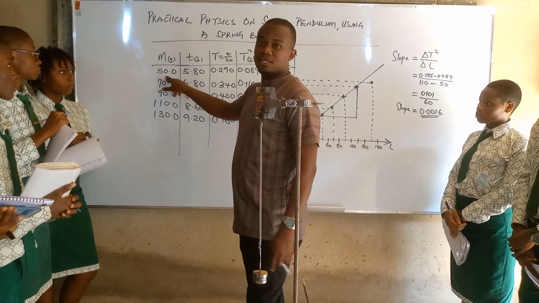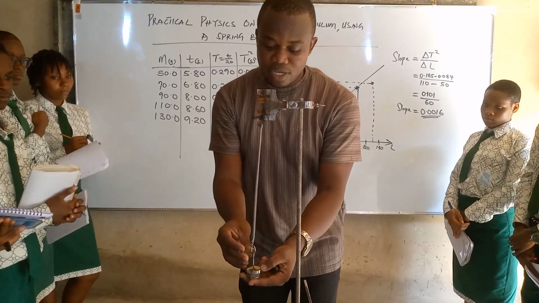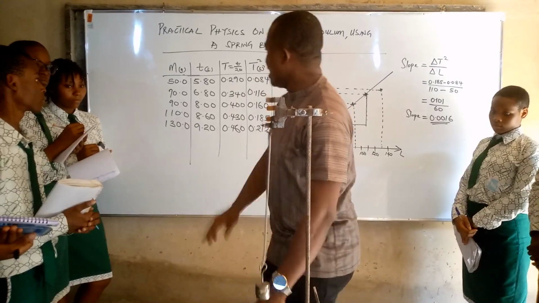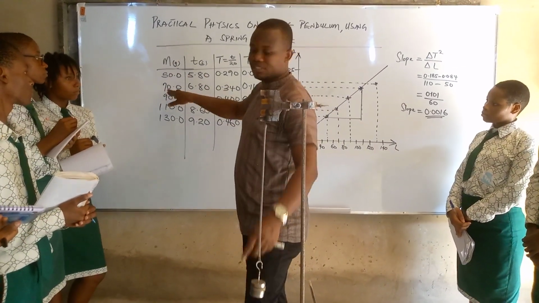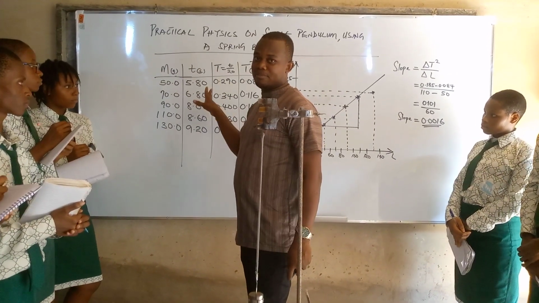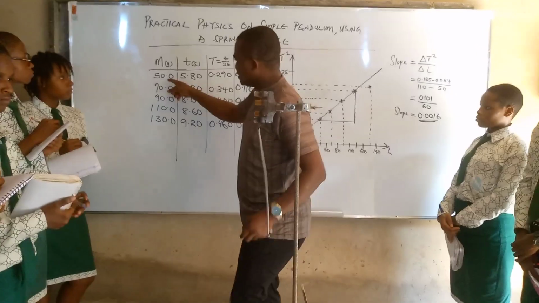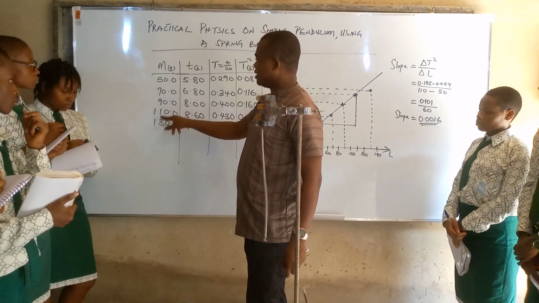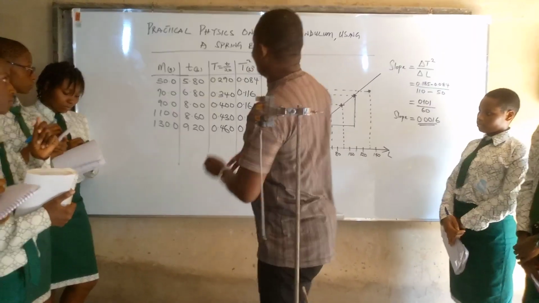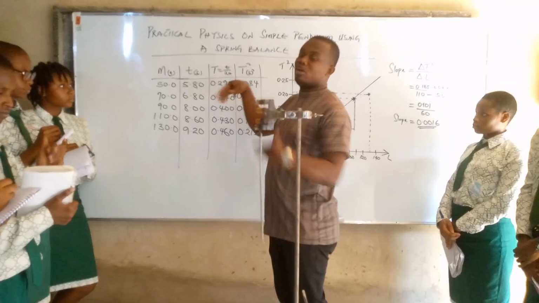That's for 50 grams. And also, when we added mass to it, which made it 70, we also did the same procedure, and we had 6.8 seconds in timing. You get it? Now, that is what we did for all these masses, that's for 50, 70, 90, 110, and 130. Thereafter, we found the period for each of them, the period of oscillation, or we call it period of vibration.